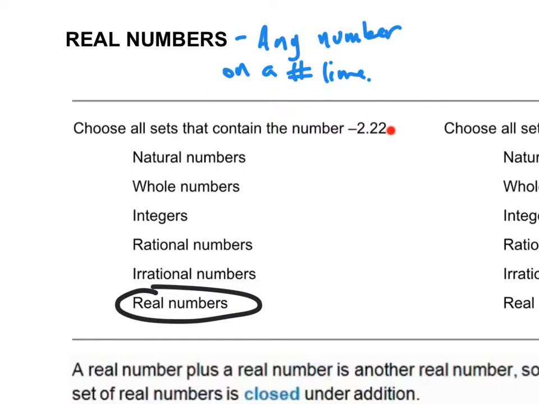Yes, negative 2.22 stops. There are no numbers beyond that. So because that stops, we know that it's a rational number, okay? So those are the only two sets that it falls under. It's a rational number, so therefore we know it's a real number.